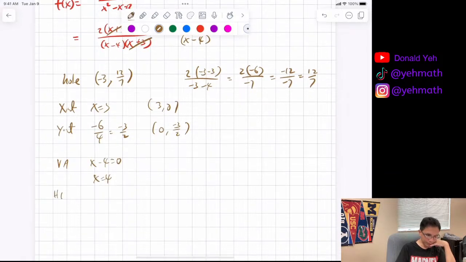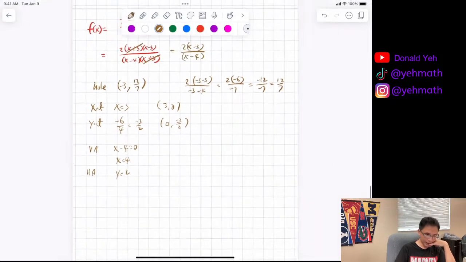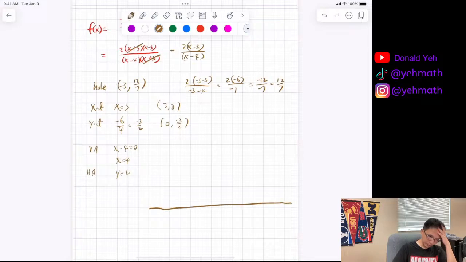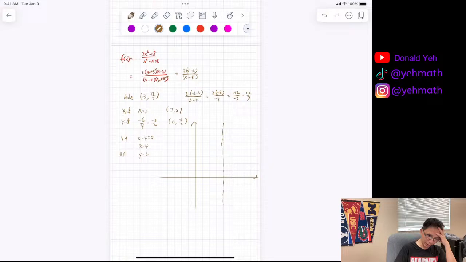Is there any horizontal asymptote? Y equal to 2, good. And we already found all the major information. We just need to find the end behavior. So for this particular one, I'm going to go to 4. I'm going to draw a line here. And there is a line at y equal to 2, so it's going to be like this.